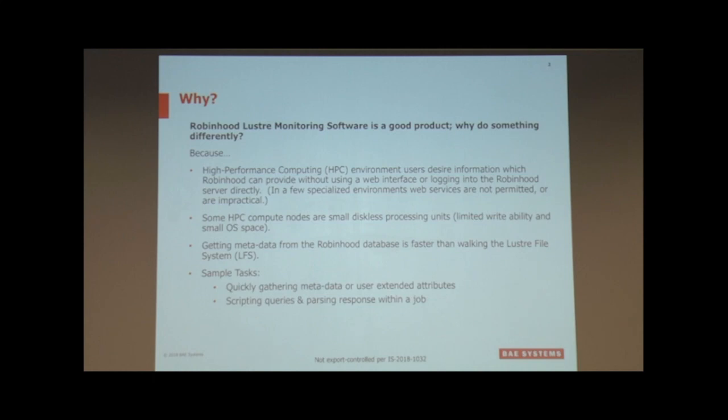We have compute nodes on an HPC that are smaller. Some of them are diskless. They have a little less space for the operating systems. But we do know that getting data from Robinhood is quite a bit faster than actually having to walk the Lustre file tree. So users might want to get some attributes, or they might want to find out what the largest files in a directory are. Robinhood is so useful for that. Our users really are interested in that sort of data.